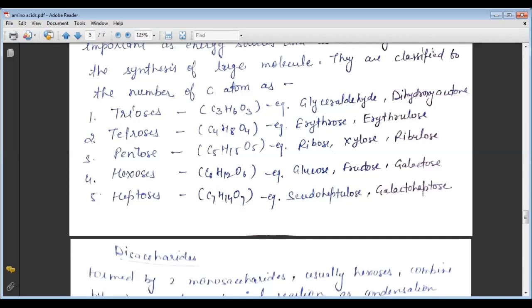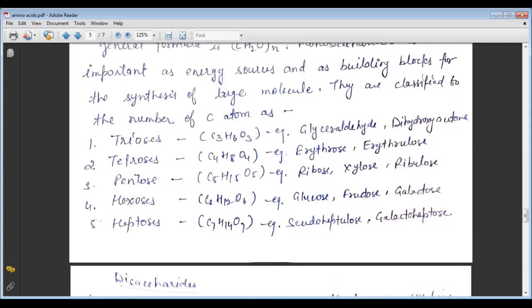Now come to the number of carbon atoms 6. Here it is the hexose. Hexose has 6 carbons. Glucose, fructose, and galactose are examples of this type of sugar. Now the heptose. Heptose means there are 7 carbons here, and examples are pseudoheptulose or galactoheptose. So these are the monosaccharide classifications.